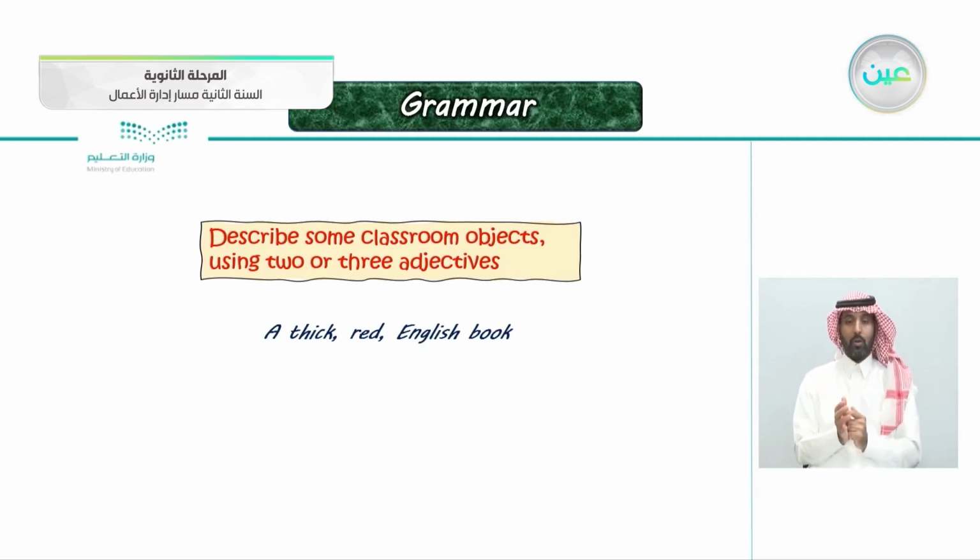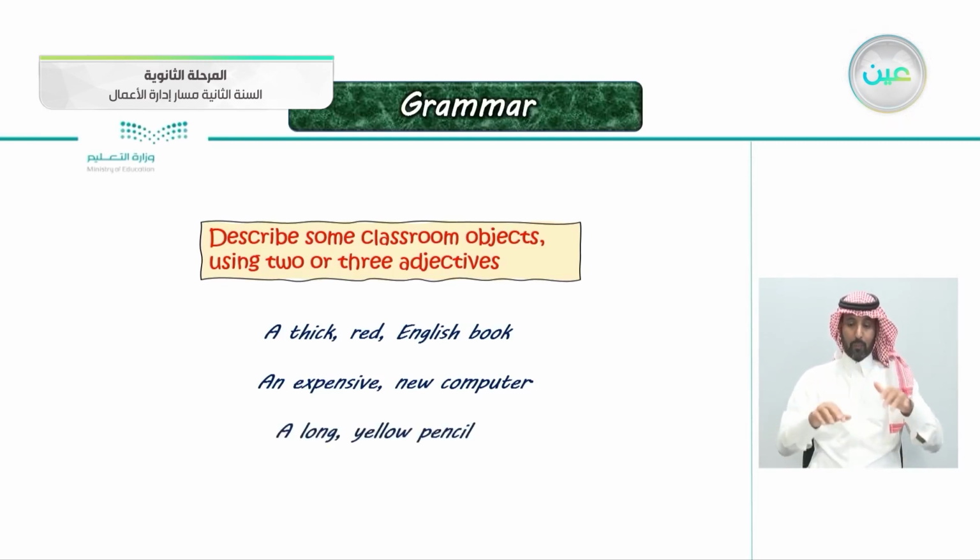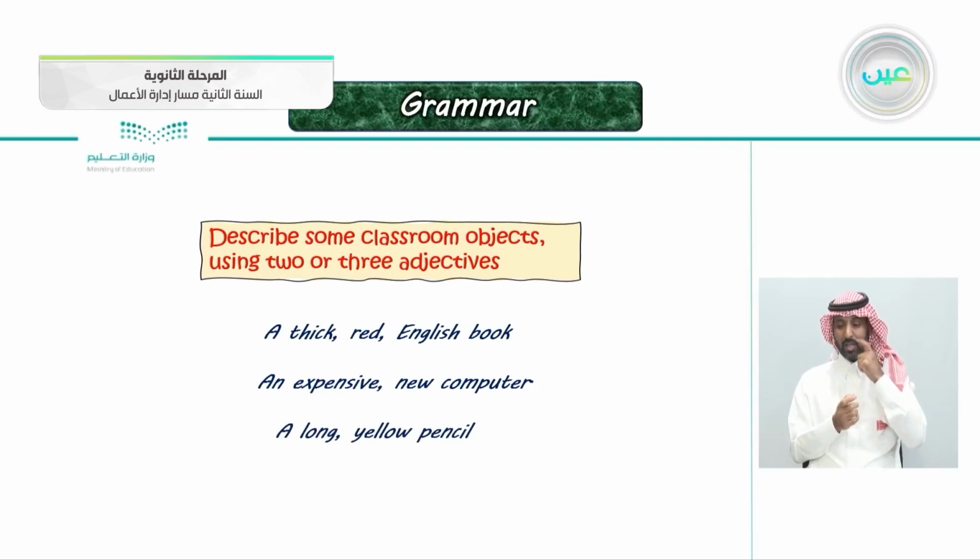For example, a thick red English book. Or an expensive new computer. An expensive, this is opinion. New, this is age. And computer, this is what we are describing, of course. An expensive new computer. A long yellow pencil. Long, shape, yellow, color, pencil. So shape or size comes before color.